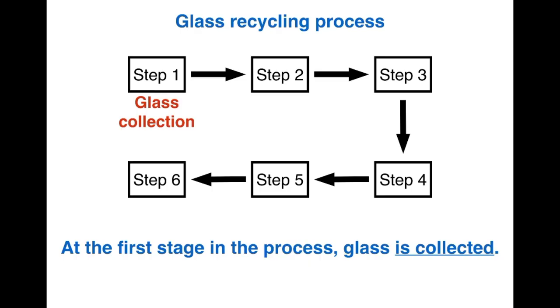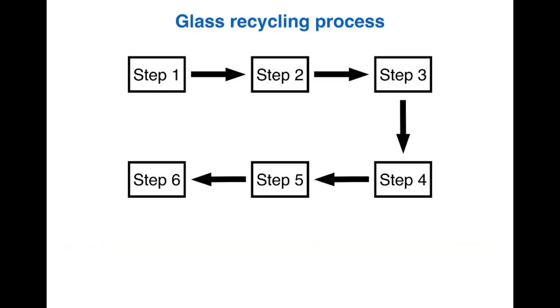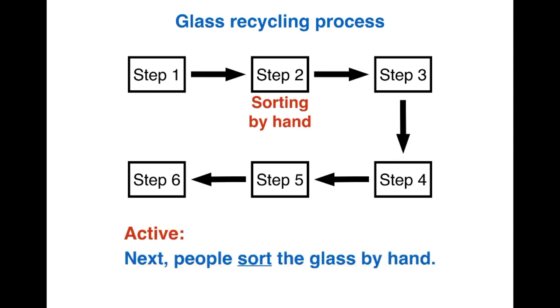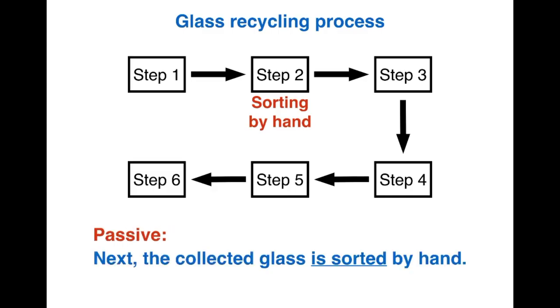Let's look at another example with step 2. Imagine this is sorting by hand. We could write an active sentence, which would be, next, people sort the glass by hand. Or we could write a passive. I would prefer the passive in this case. The passive would be, next, the collected glass is sorted by hand, instead of using the word people.